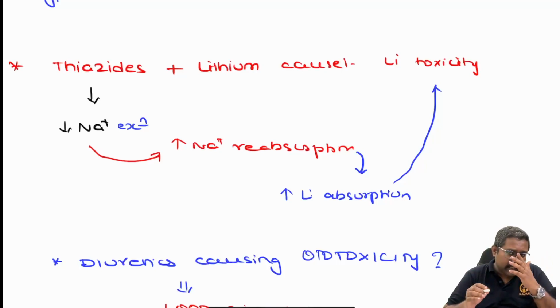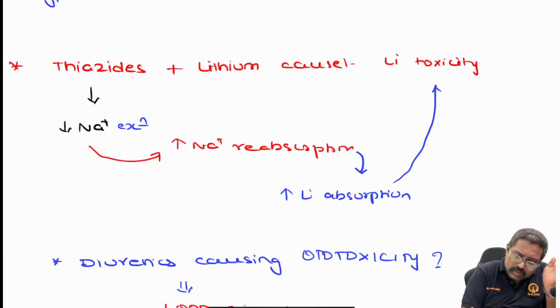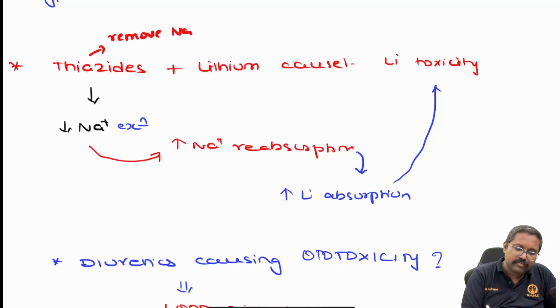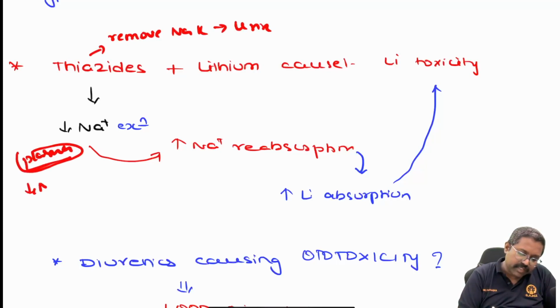So please remember, lithium will behave as sodium in our body. Thiazides are diuretic agents. This diuretic agent will remove sodium, potassium, etc. through the urine. What will happen to the plasma concentration? Plasma concentration would have decreased.